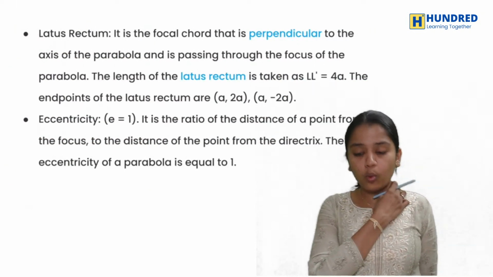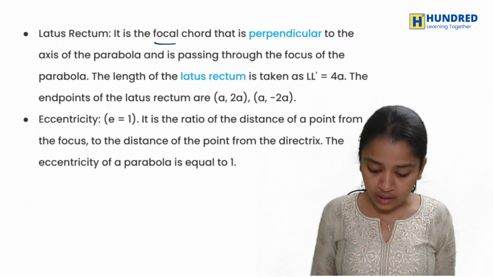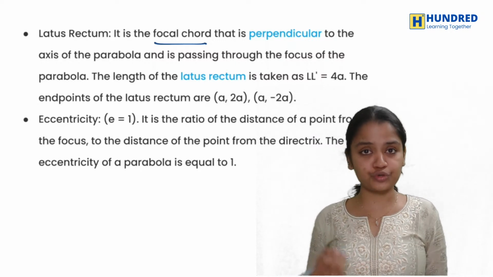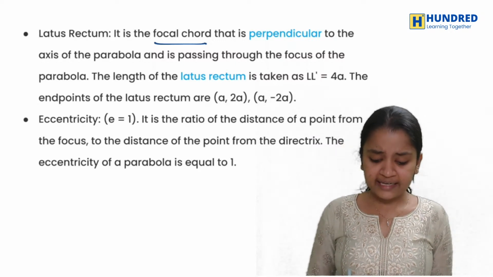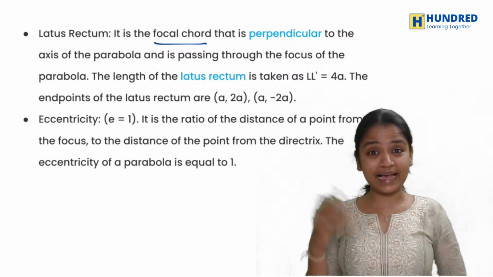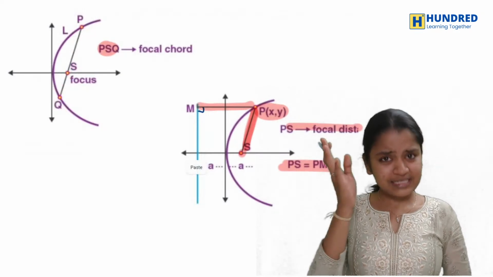Now, what about the latus rectum? The latus rectum is a focal chord. What is a focal chord? A chord which is passing through the focus. It can be any chord. That chord I have drawn as diagonal. When you see here, it is actually a slanting line.